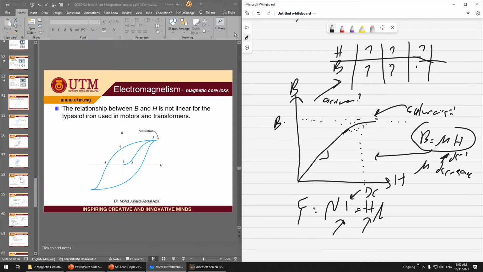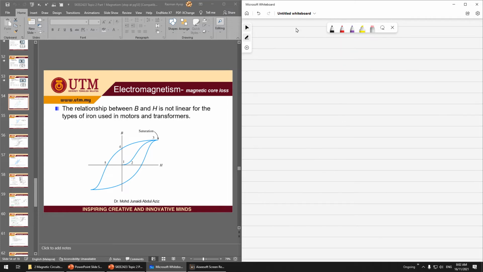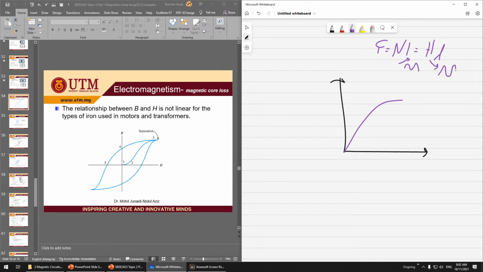How about AC? What happens if you apply AC? Let me draw this again. You have a graph something like this, and remember F equals Ni equals HL. If you have an oscillating I, it means your H is oscillating. Since N and L are constant, I and H will oscillate. Make sure you understand how to draw this. Let me add a negative side because you are involving the AC.